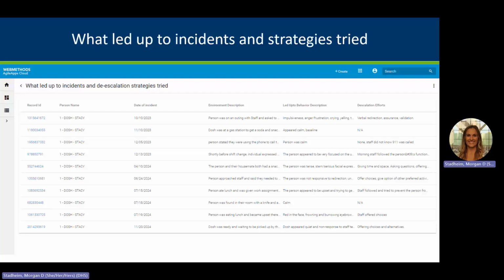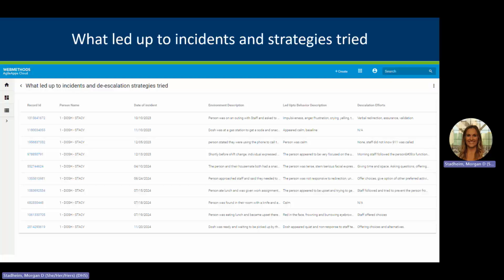The next report, titled What Led Up to Incidents and Strategies Tried, pulls 3 narrative descriptions from the birth form, including the environment description, the team's description of what led up to and happened during the behavior incident, and the team's de-escalation efforts. Not all incidents require this data, so sometimes sections of this report might appear blank.